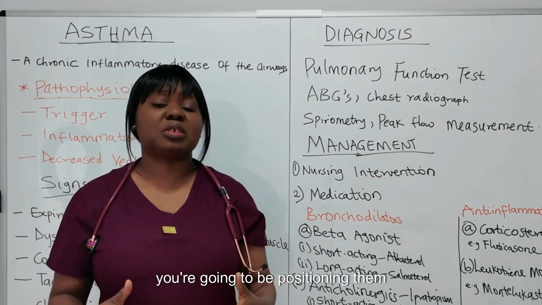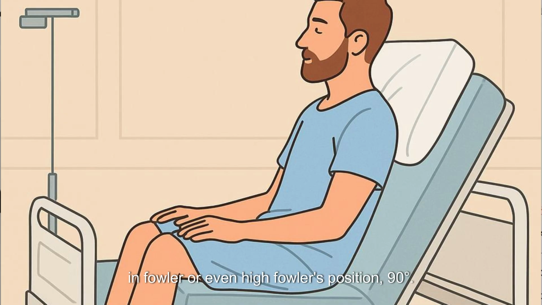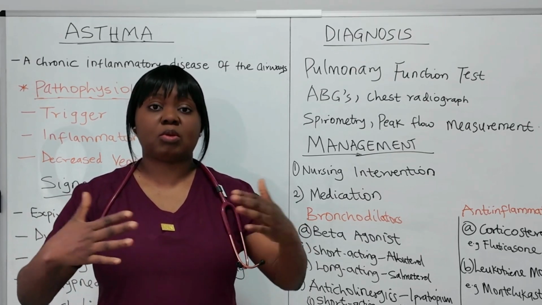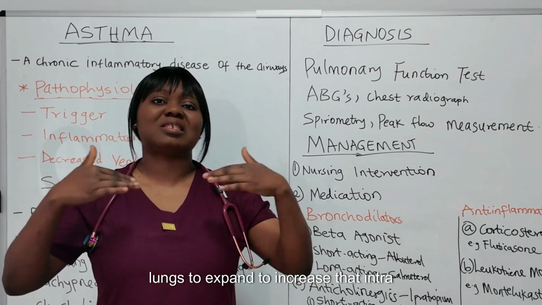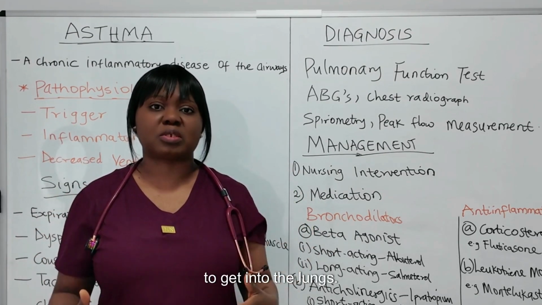You're going to be positioning them properly. Very important. The patient should be sitting upright in Fowler's or even high Fowler's position, 90 degrees. They should be sitting in such a way that there's room for the airway and the lungs to expand, to increase the intrathoracic cavity and allow as much air to get into the lungs.